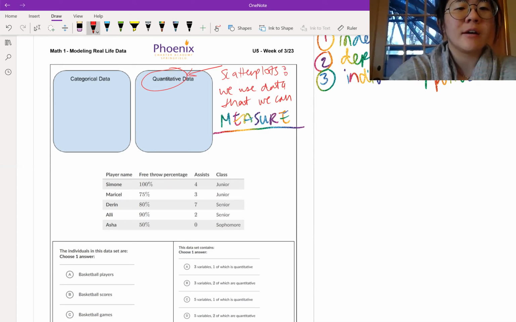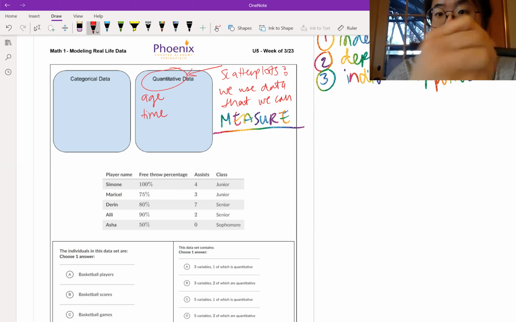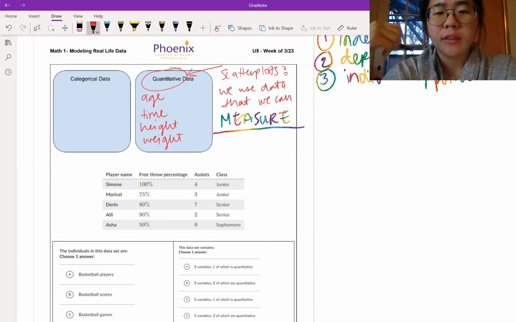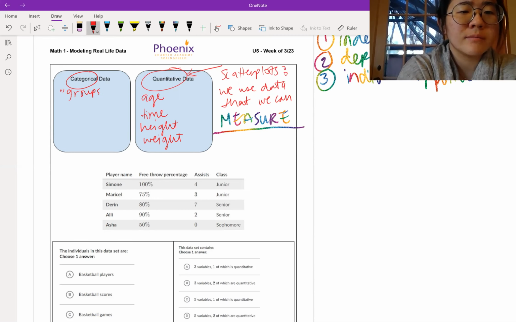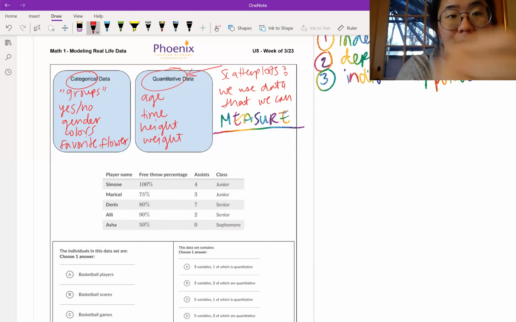So quantitative data are things like age, time, height, weight, and things that we can count and measure, okay? Whereas categorical data is things that are groups. They're like groups of things. So like yes or no questions, gender, colors, favorite flower. It's when you're looking at a group of things or a type of things.